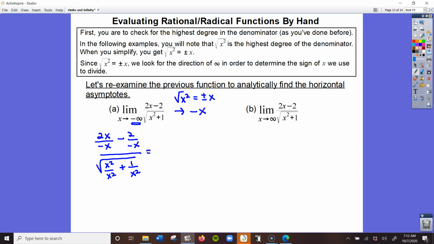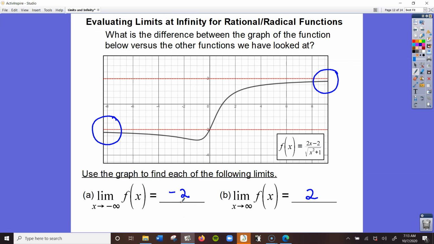So now we simplify this. 2x over negative x is negative 2 plus 2 over x because of the negative and the negative over the square root of 1 plus 1 over x squared. Remember, anything over x will just be 0 when you plug in negative infinity. And what I am left with here is negative 2 over the square root of 1, which is just equal to negative 2, which is what we found in the previous slide when we looked at the graph. The limit as x is approaching negative infinity was negative 2, because this is the same function that we're working with.